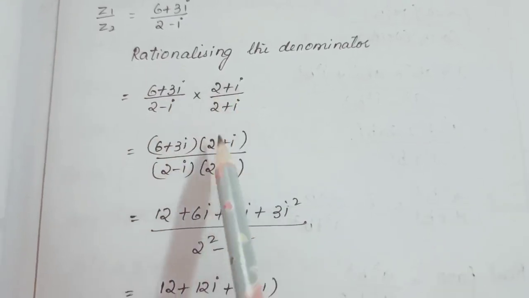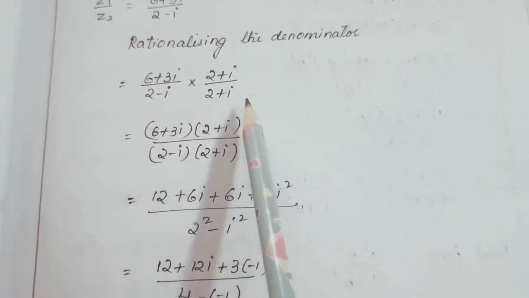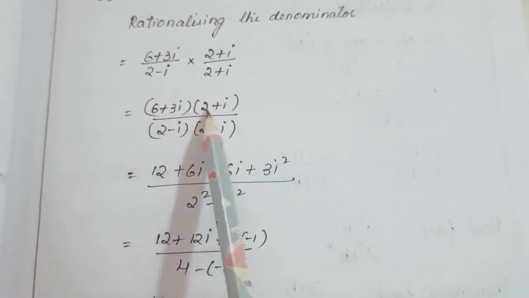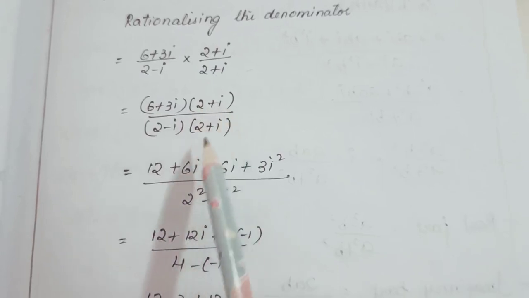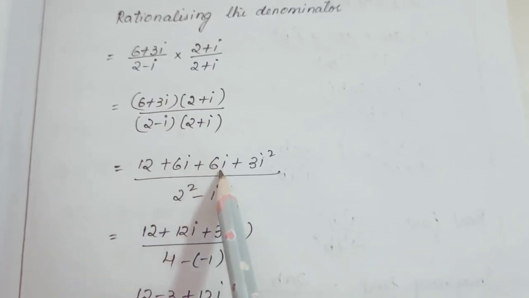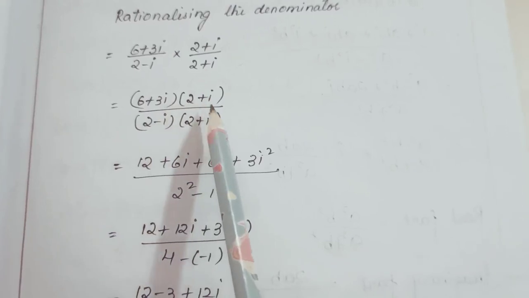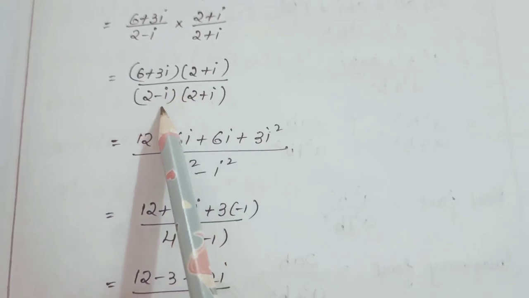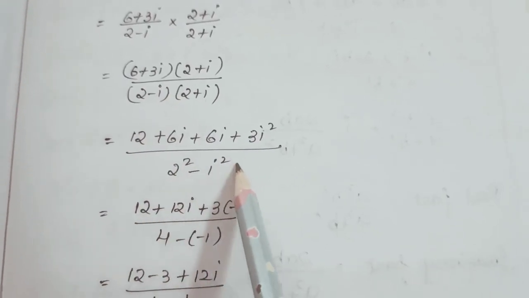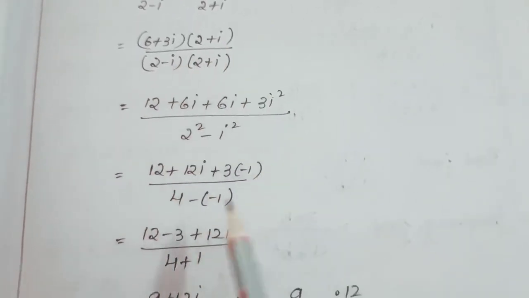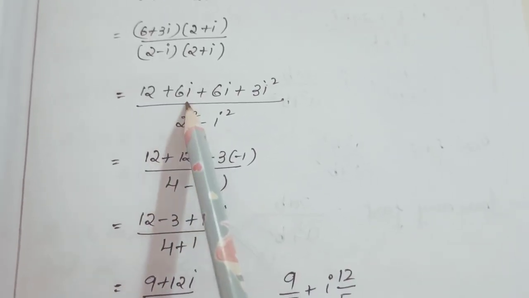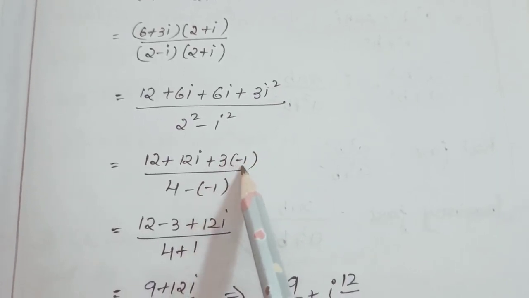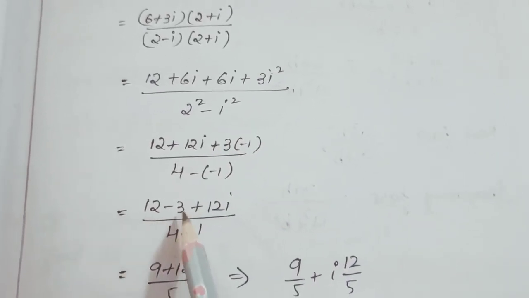6 plus 3i into 2 plus i, and 2 minus i into 2 plus i. Okay, 6 into the whole bracket and 3i into the whole bracket. So 6 2s are 12, plus 6 into i is 6i. 3 2s are 6, 6i, plus 3 into i is i square. The denominator is in the form of a minus b into a plus b, that is nothing but a square minus b square. A is 2 and b is i. 12 plus 6i plus 6i is 12i, plus i square value is minus 1. So 3 into minus 1 is minus 3. 12 minus 3 plus 12i.